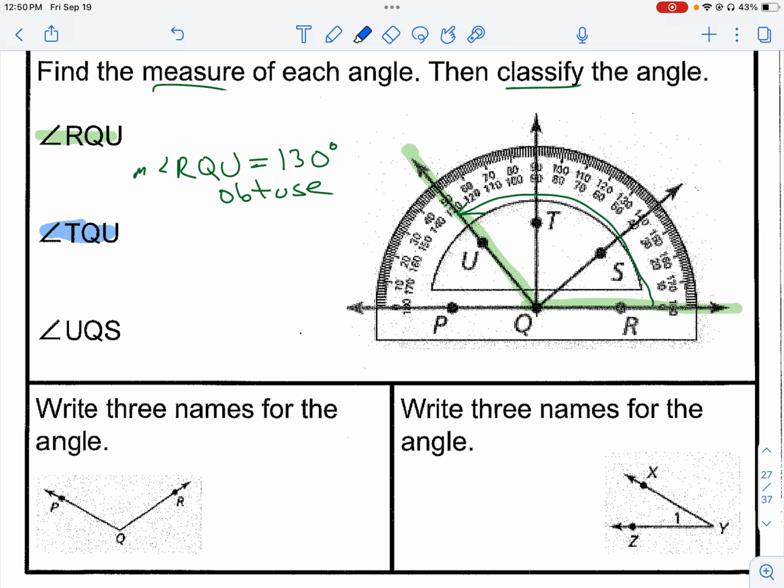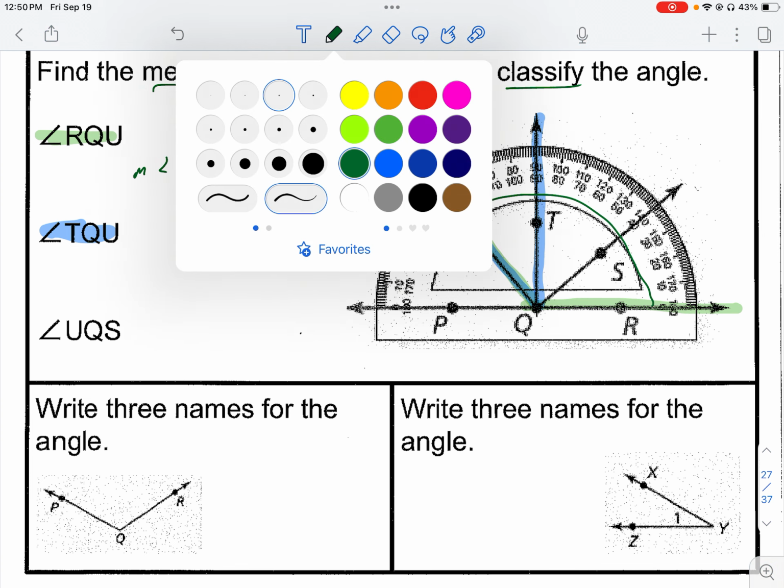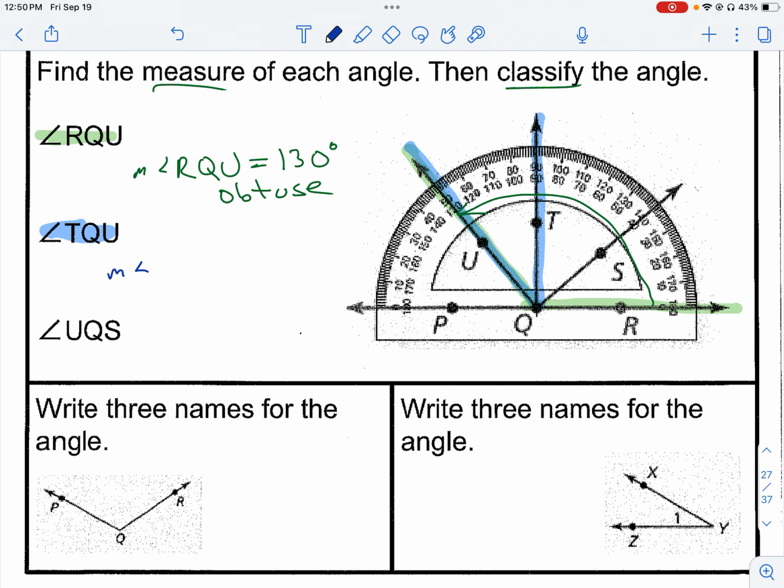Angle TQU, T, Q, and U. The measure of angle TQU is going to be, well, we could do 130 minus 90. Pretty simple, right? And we already have that. So it's 40 degrees. 40 degrees is less than 90 degrees, so it is an acute angle.